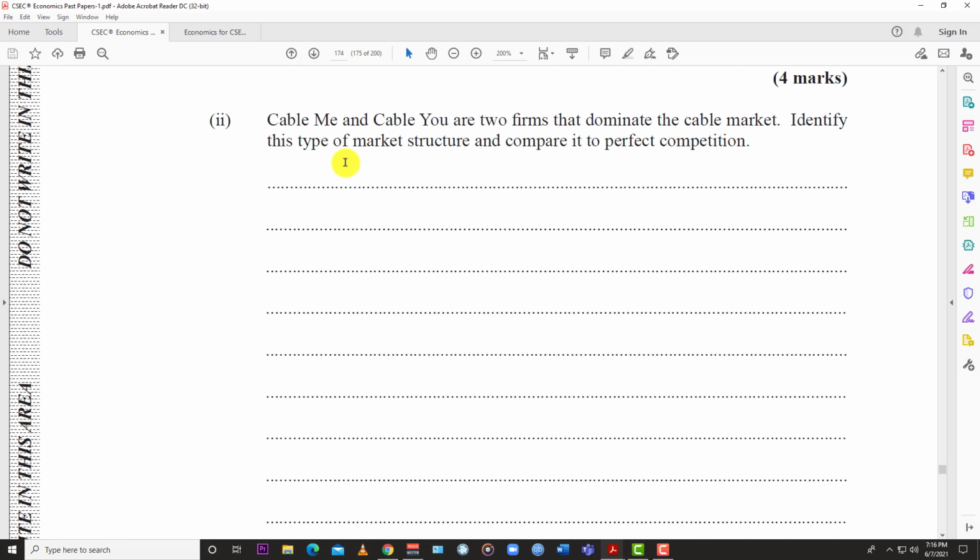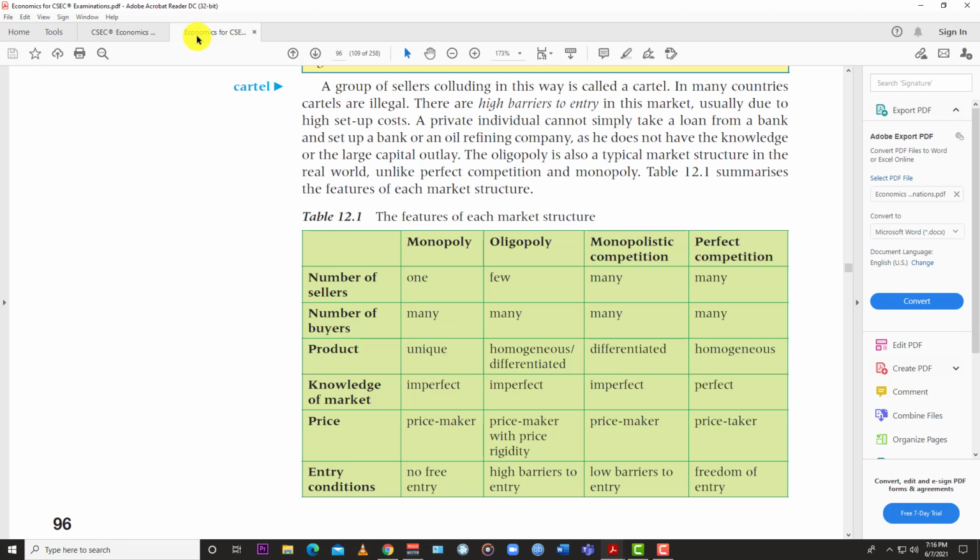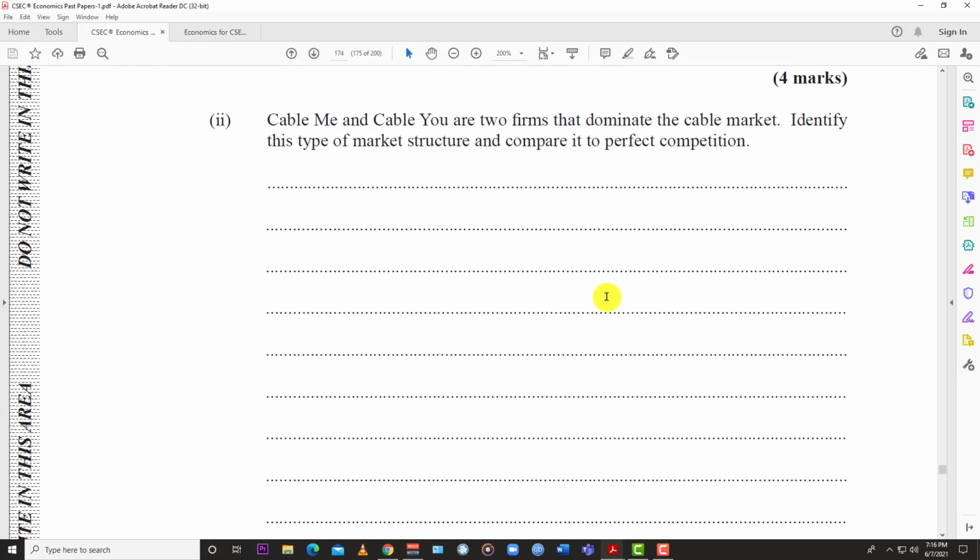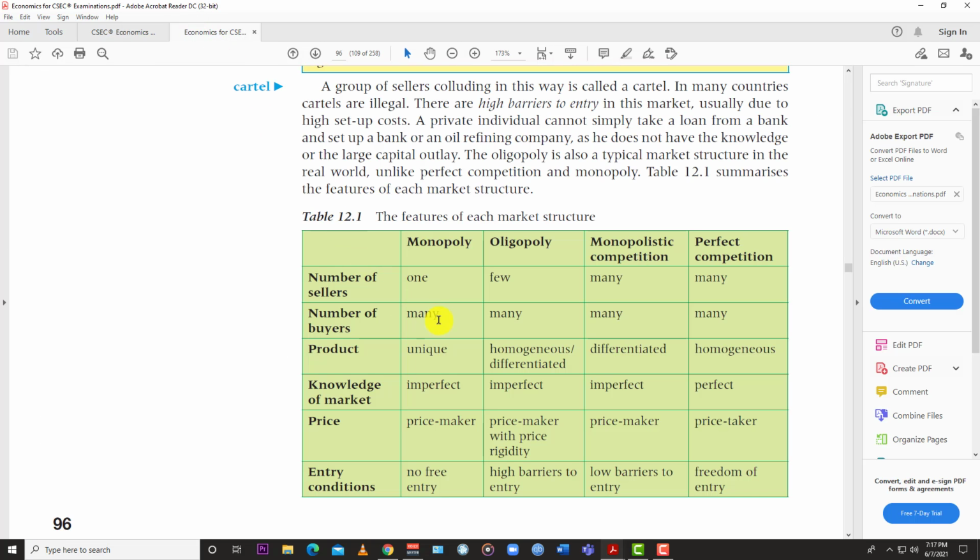Part 2. Cable Me and Cable You are 2 firms that dominate the cable market. Identify this type of market structure and compare it to perfect competition. So we're going to stay right here. There are 2 sellers, so clearly we know what that is. That's a duopoly, right? There are 2 sellers. Now, a duopoly is a type of oligopoly.